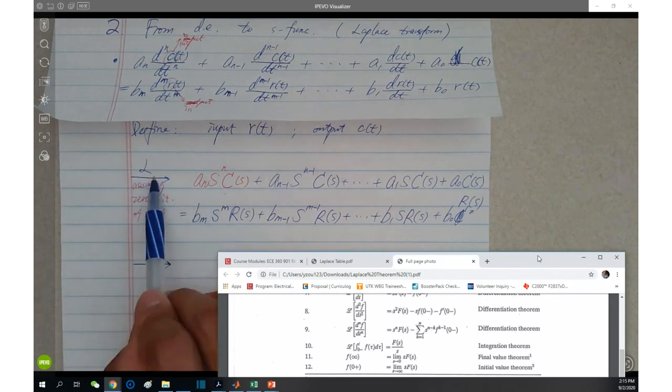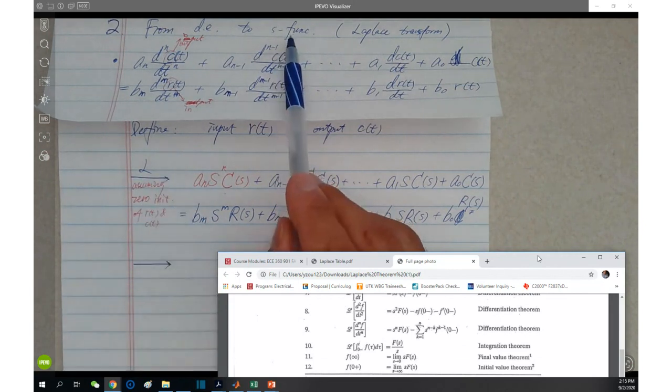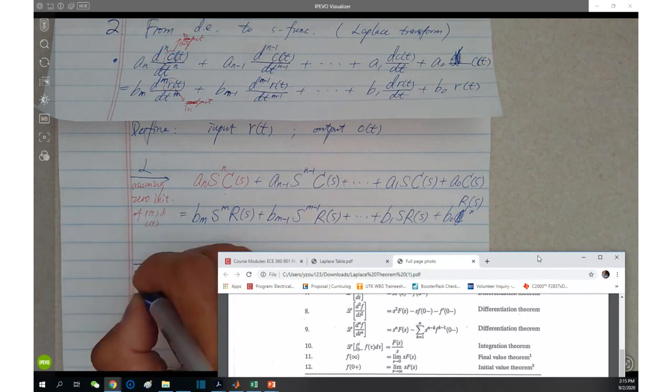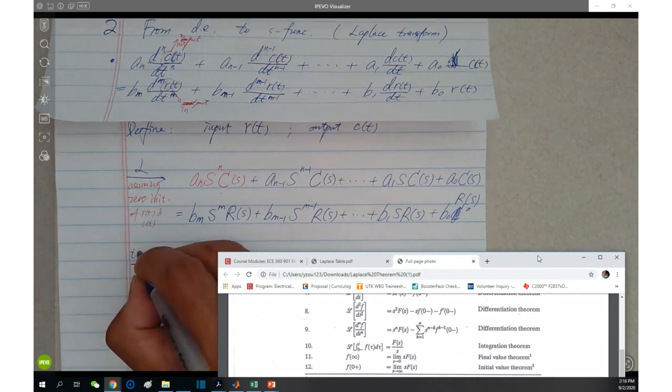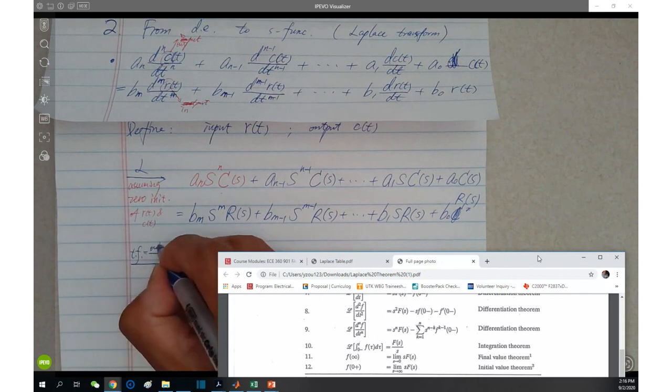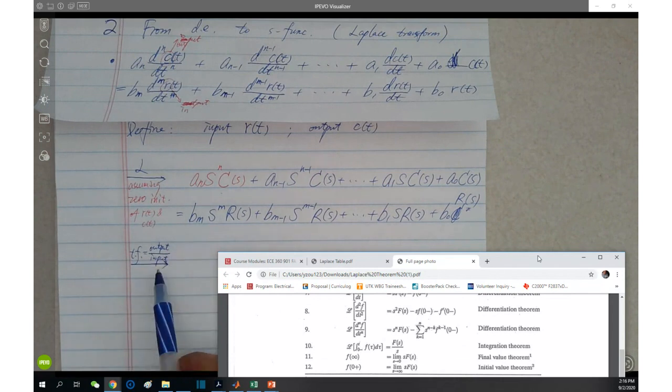Applying the Laplace transform is just the first step for us to find out what the S function is. We still have the second step. The second step is to find the transfer function. S function means nothing but the transfer function. And if you recall the transfer function definition we learned on Monday, the transfer function equals what? The output over the input, the output divided by input.